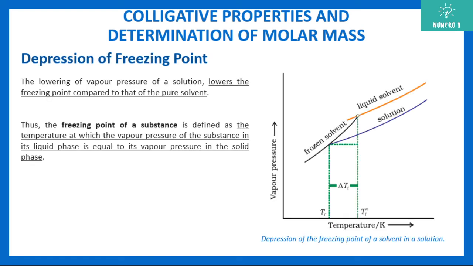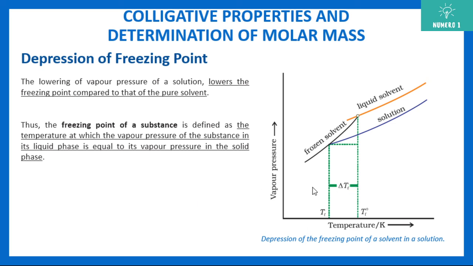Now, the next colligative property is depression of freezing point. Let's say that this is your frozen solvent, this is your liquid solvent. We know whenever you have added a solute particle, the vapor pressure decreases. So this is your solution, it always lies below the solvent. So if you see, you need a lower temperature to freeze the solution as compared to the liquid solvent. Also note down the definition of freezing point of a substance. It is defined as the temperature at which the vapor pressure of the substance in the liquid phase is equal to its vapor pressure in the solid phase. So this is the new definition.